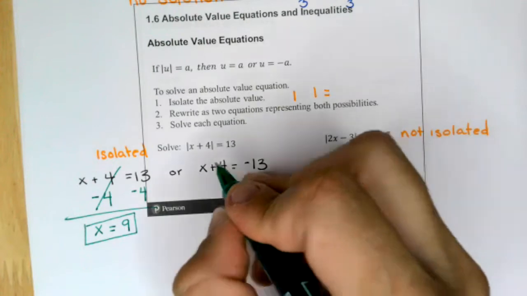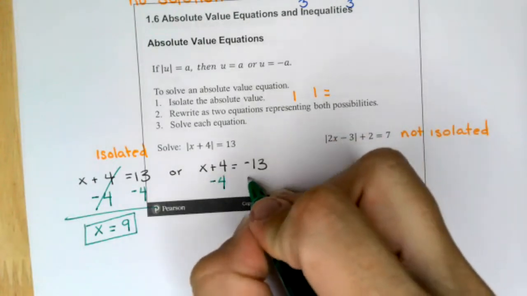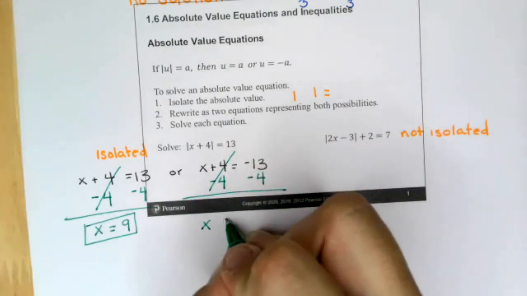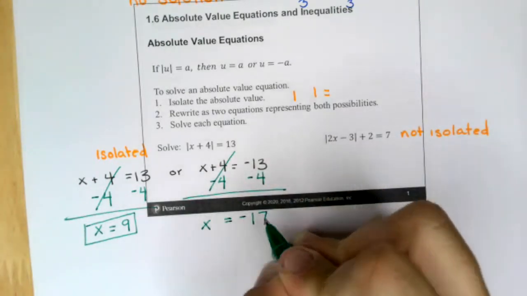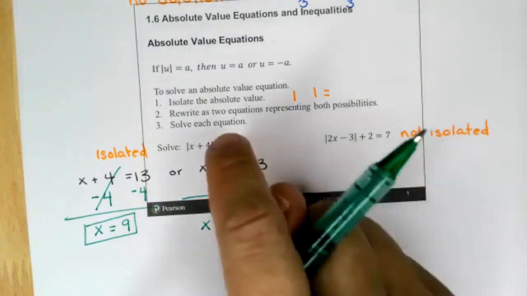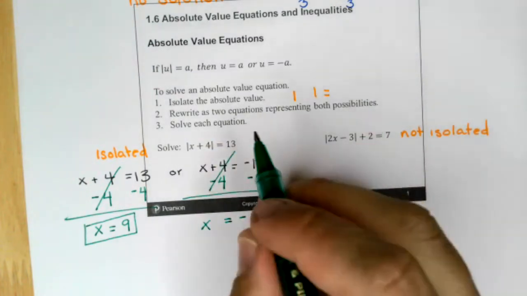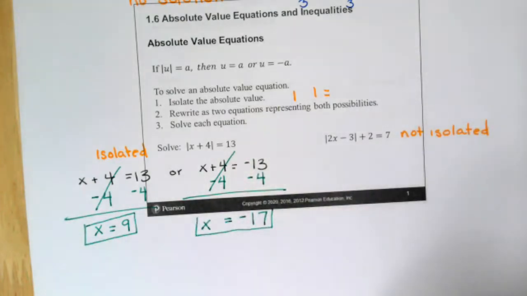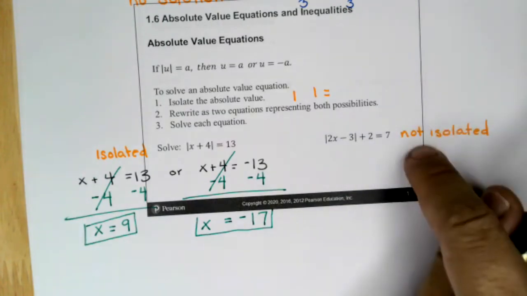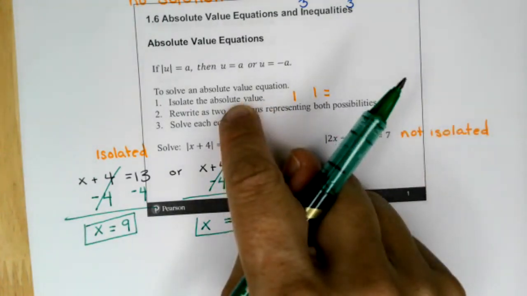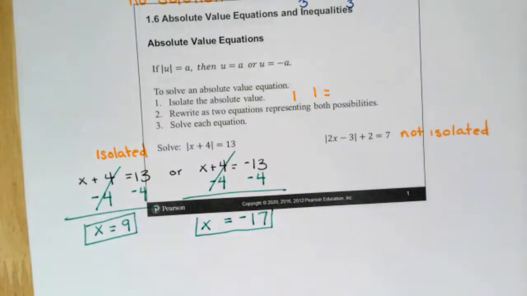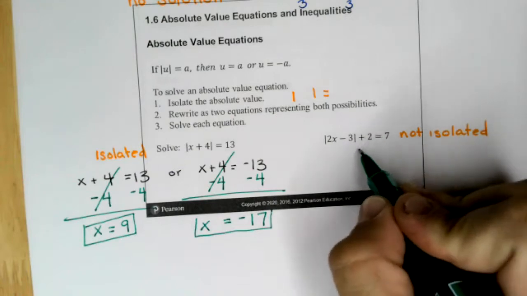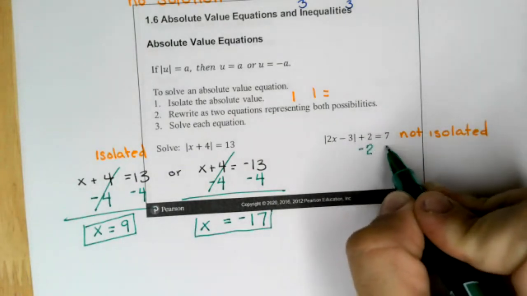Here, same thing. Solve for x. X is negative 17. Negative 17 plus 4 is negative 13. The absolute value of negative 13 is 13, so that one's okay as well. This one's not isolated, so we need to take the first step before we rewrite it. The first step would be to get rid of the 2. It's a positive 2, so I'm going to do the opposite.